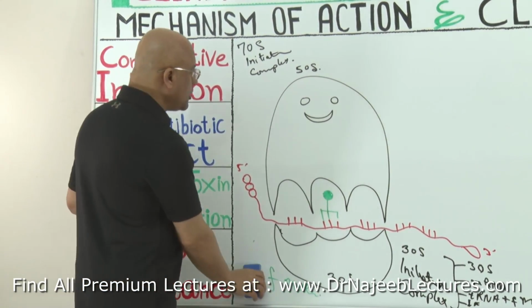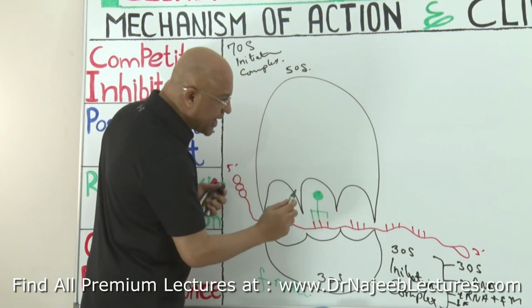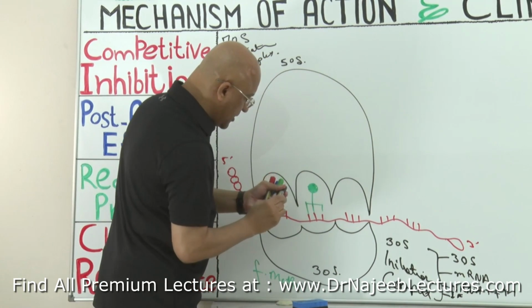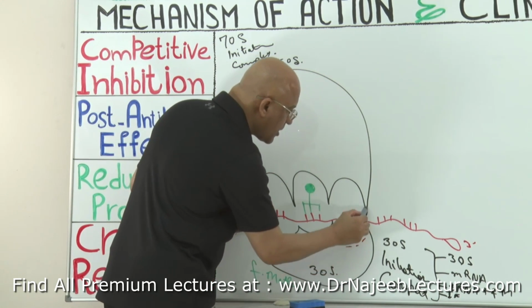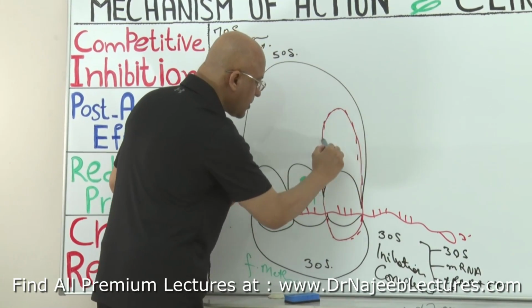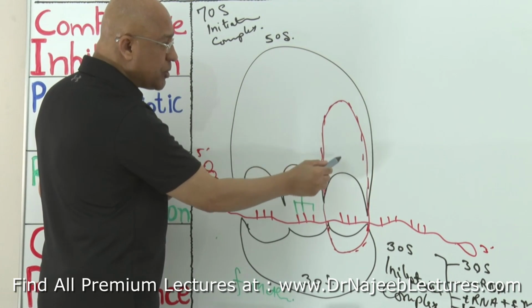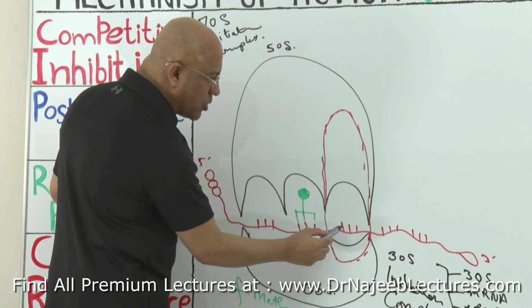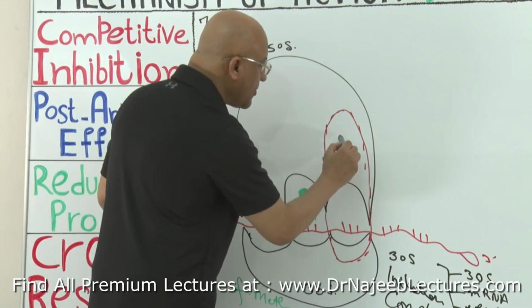What are those domains? Now the functional domain, this area, I will make it a slightly different color. This area is mainly contributed by the 50S and slightly contributed by the 30S, and it has one codon which is empty at the initial stage. This is called the A site.